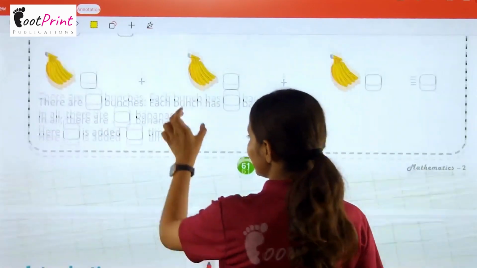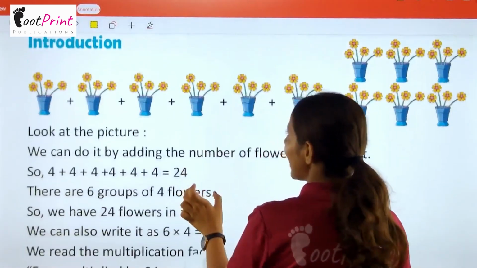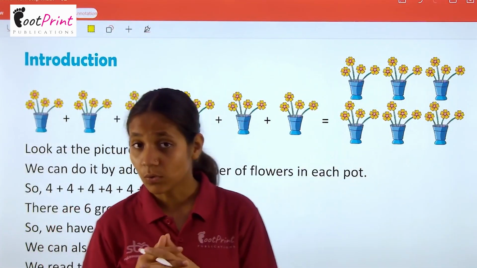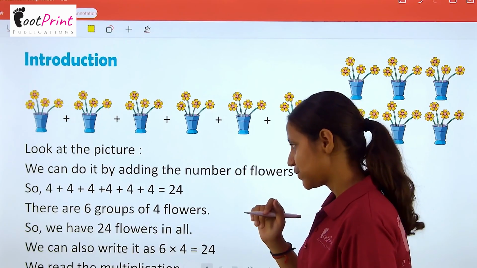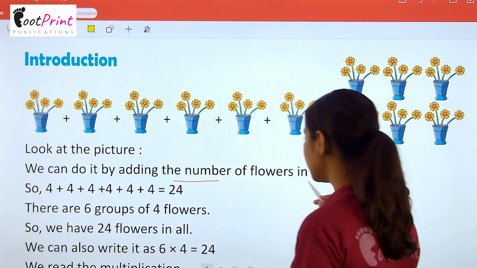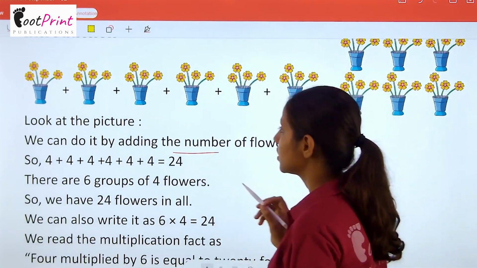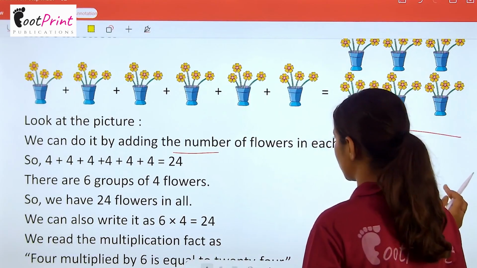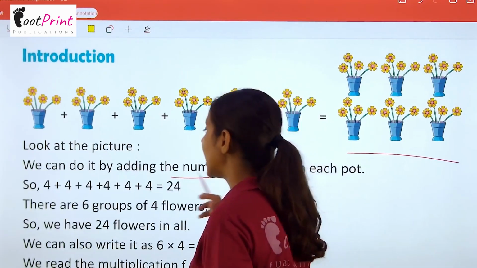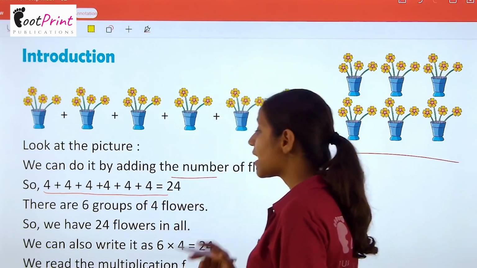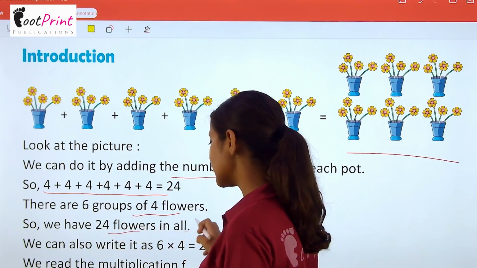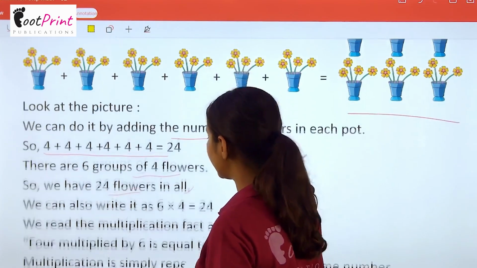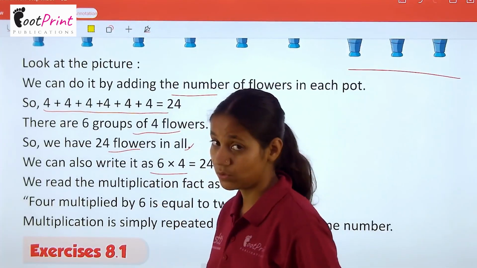Now let's move to the next page. Here we have the introduction. So अब हम करेंगे इस चैप्टर का introduction. Look at this picture. We can do it by adding the numbers of flowers in each pot. So to get the answer, we can simply do the addition, and this is a repeated addition. There are 6 groups of 4 flowers, so we have 24 flowers in all. We can also write it as 6 multiplied by 4, that is 24.